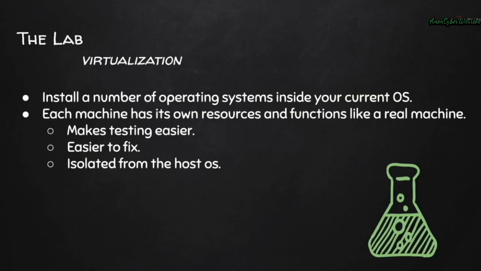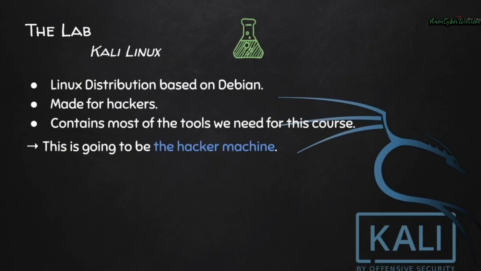The first operating system that we're going to install in our lab is Kali Linux. Throughout the course, we're going to use a number of hacking tools. You can install each of these tools manually, or you can do what most hackers do, including myself, and save time and effort and use an operating system designed for hacking. We're going to use an operating system called Kali Linux.